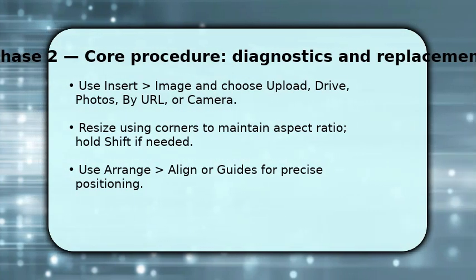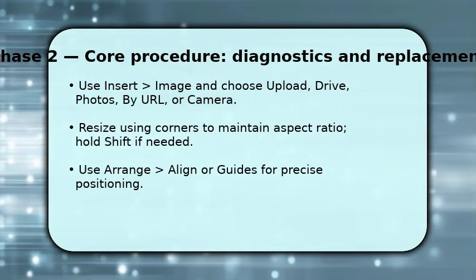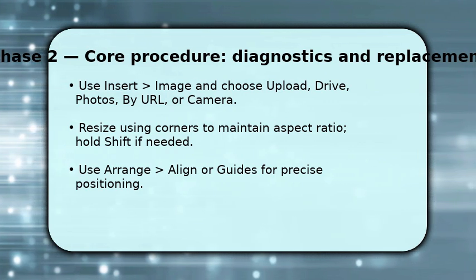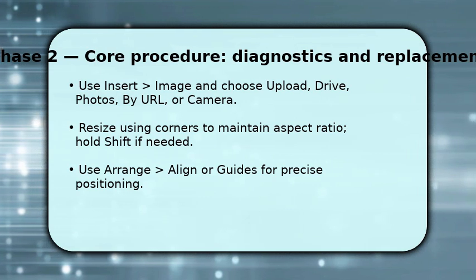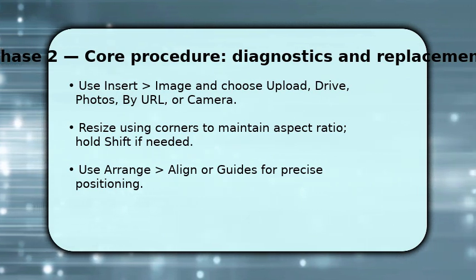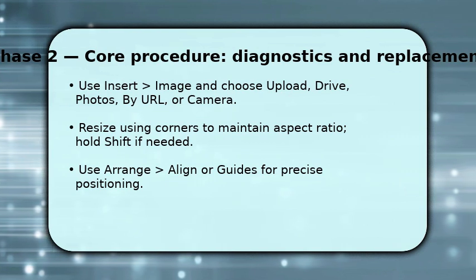Click Insert, Image, and pick Upload from Computer, Drive, Photos, by URL, or Camera. Once the image appears, drag corners to resize and use the corner handles to keep aspect ratio. Hold Shift to constrain proportions if you prefer.